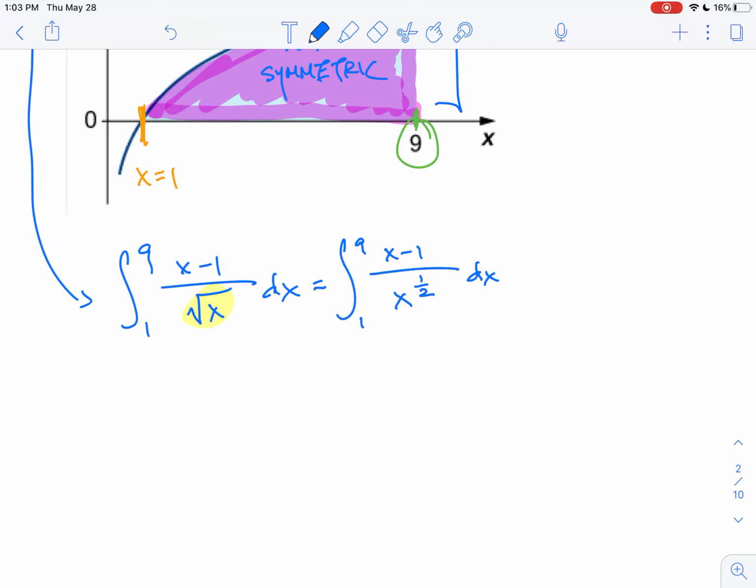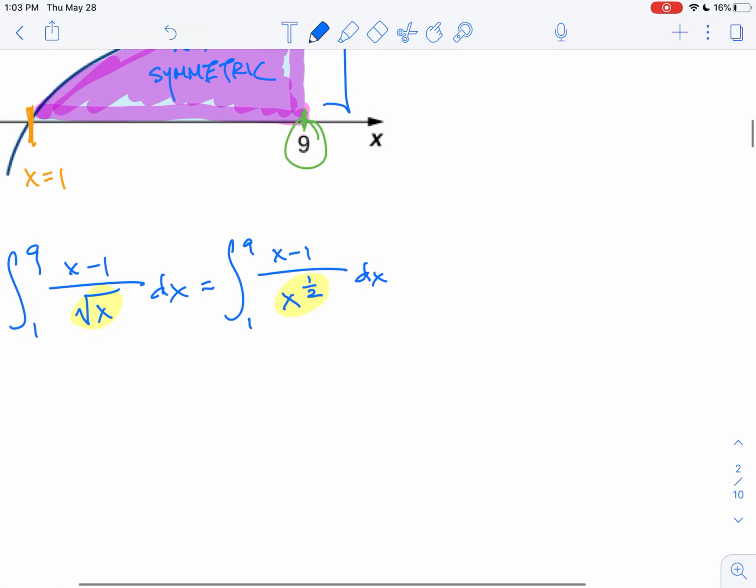The second thing I'm going to do, still with this, is I'm going to take this and write it as the power of x to the negative 1/2, okay? So that is going to give me a statement like this. The integral from 1 to 9 of x minus 1 times x to the negative 1/2 dx.